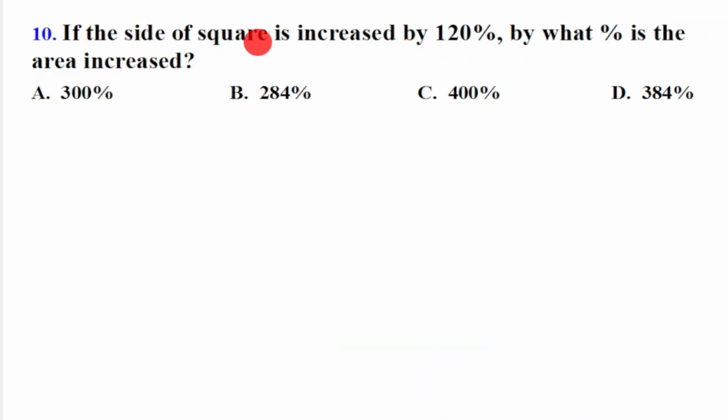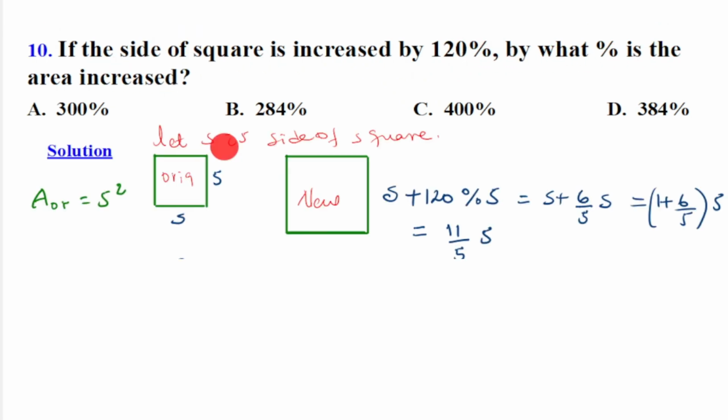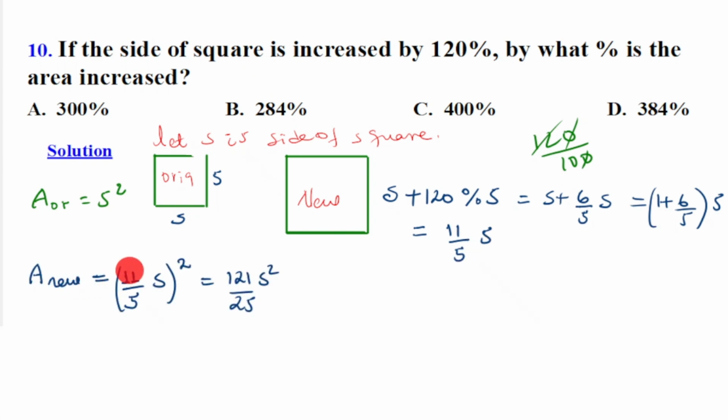10. If the side of a square is increased by 120%, by what percent is the area increased? Let S be the side of a square, and this one is the original square. The area of a square becomes side square. So the new side is S plus 120% S. We get 11 over 5 S. Then the new area is 11 over 5 S squared, which is equal to 121 over 25 S squared.